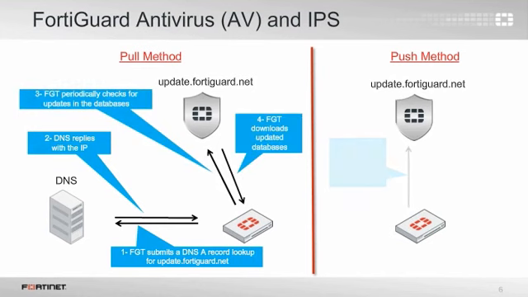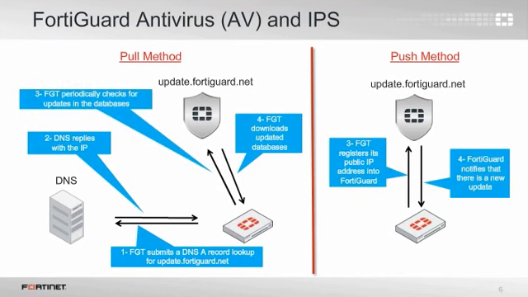Now let's look at how antivirus and IPS work. How FortiGuard communication works for antivirus and IPS depends on the method used, pull or push. The steps used for the pull method are: FortiGate contacts the DNS server to resolve the name update.fortiguard.net. FortiGate gets a list of server IP addresses, usually 2 or 3, that can be contacted. FortiGate periodically connects to one of the servers to check for pending updates. If there is an update, FortiGate downloads the update.